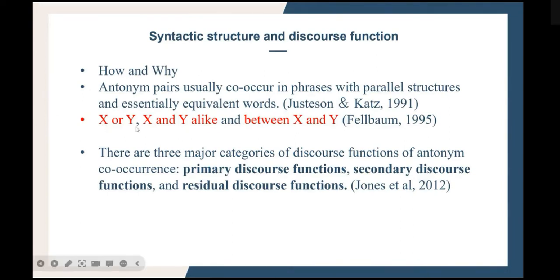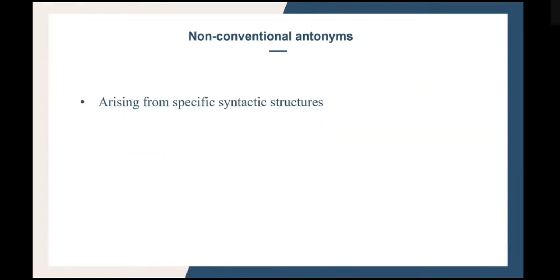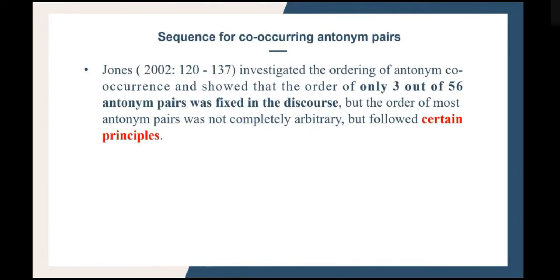So we can see here "X or Y", "X and Y alike", and "between X and Y" are the most common co-occurrence structures in English. And the structures have these three major discourse functions. So in summary, this section of the study is used to investigate the regularity of antonym co-occurrence and to reveal the role of these phenomena. The third section is about non-conventional antonyms. It means a group of words that do not have general antonymic relations but become antonyms in a very specific structure.